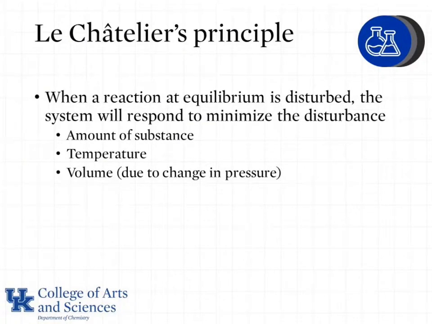Le Chatelier's principle states that when a reaction at equilibrium is disturbed, the system will respond to minimize the disturbance. In other words, when we have some kind of a change, the reaction will spontaneously try to undo whatever it is we've done to the system. We will look at this in terms of either adding or removing a substance, which could be either a reactant or a product, changes in temperature, increasing or decreasing, as well as changes in volume, which lead to a change in pressure.